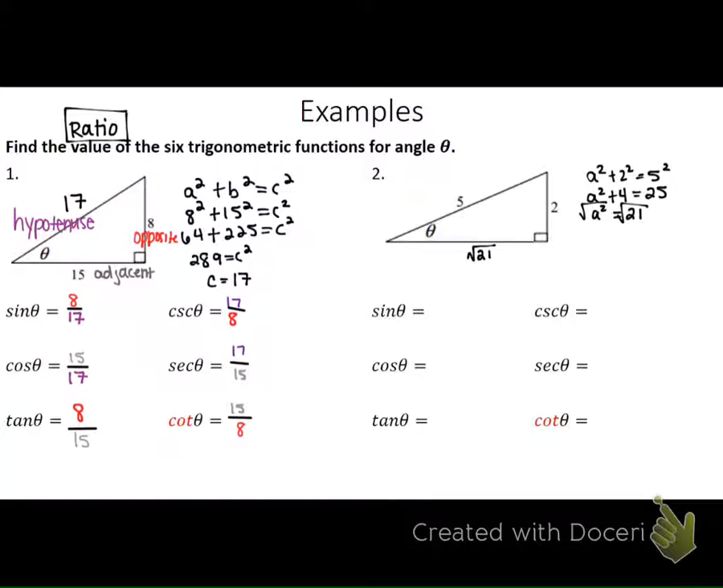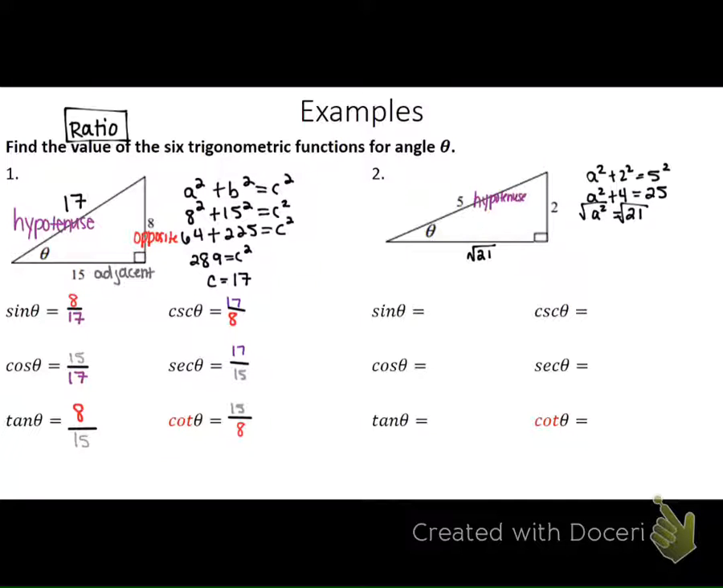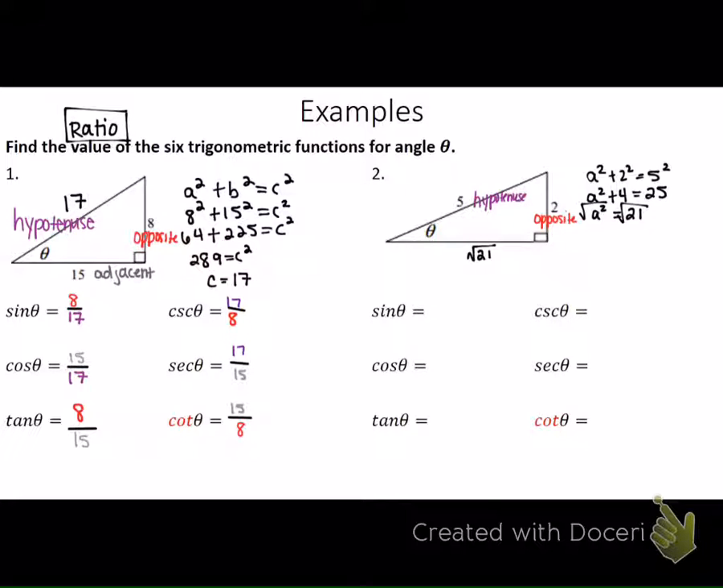So I start by labeling my hypotenuse first. So Cameron, which one is my hypotenuse? 5, 2, or square root of 21? 5. Then I look for my opposite. Helena, which one's my opposite? Yes, always opposite the variable that's inside of the function. So do you see how theta is inside the function? So we're doing opposite theta. So that is opposite. And that forces the last one here to be adjacent then.